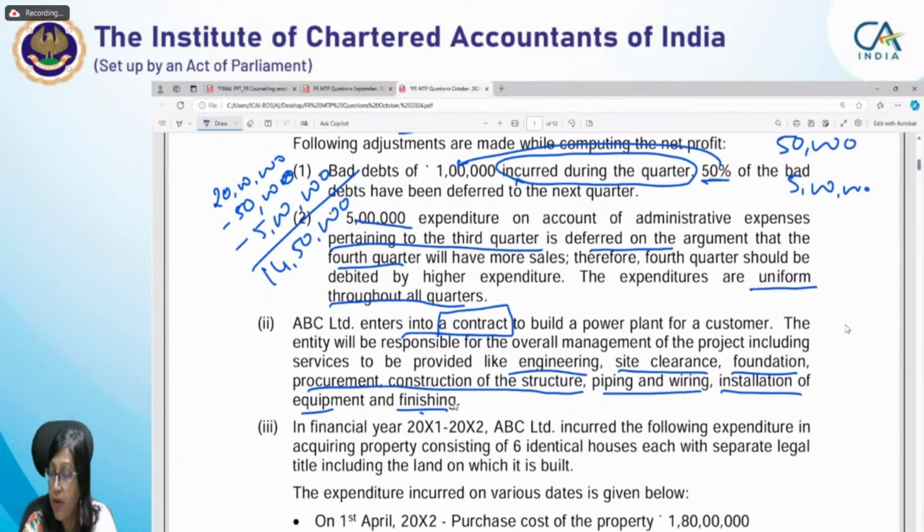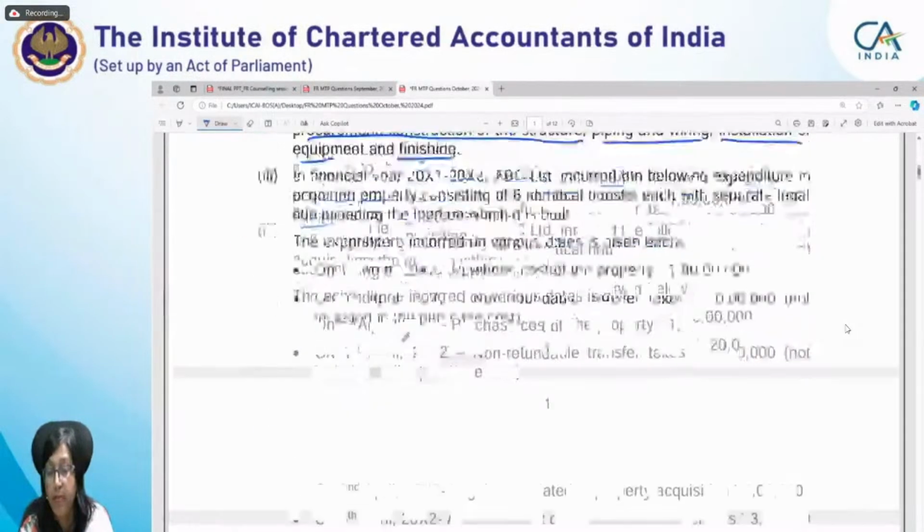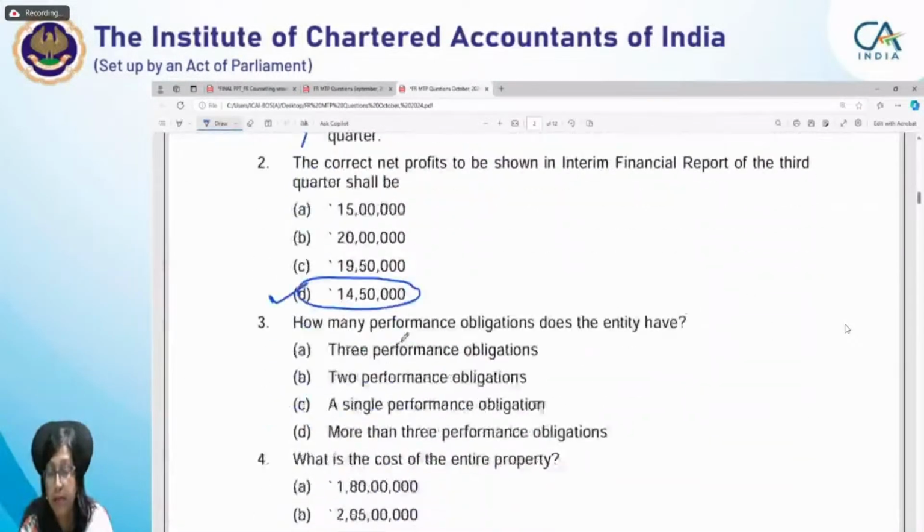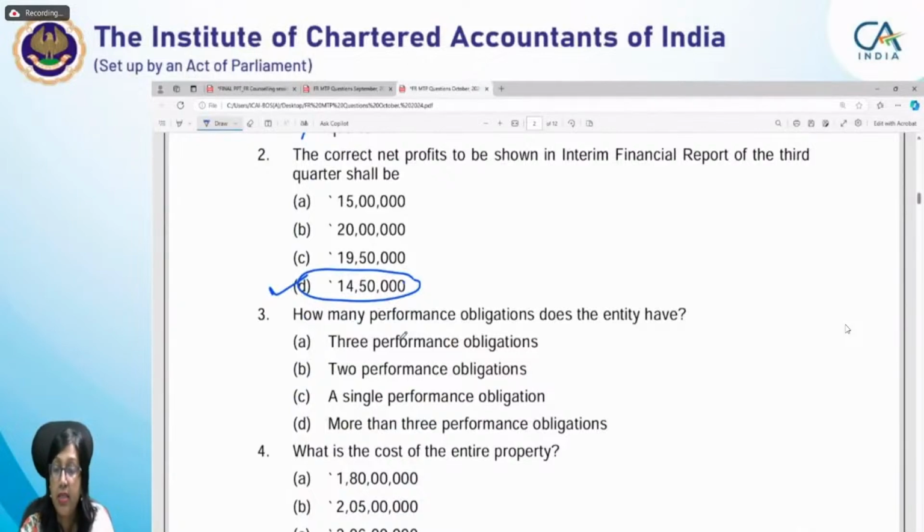So let's see the question part of this. How many performance obligations does the entity have? Okay. So it is a single performance obligation. I hope the reason is clear.